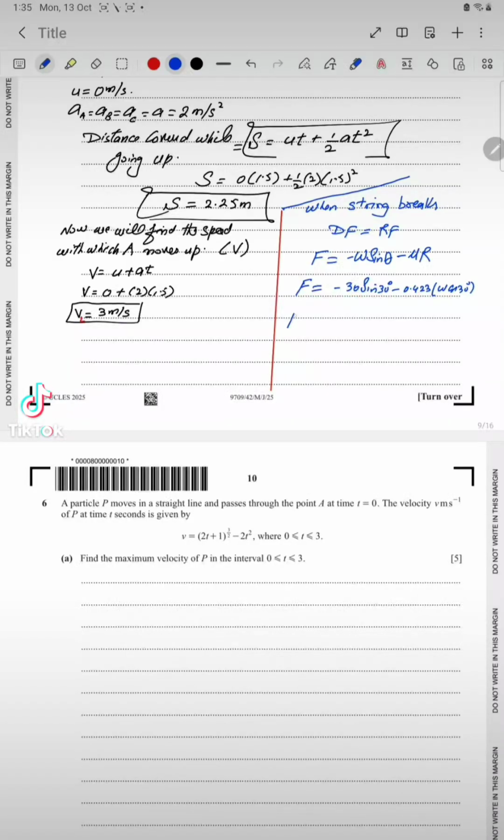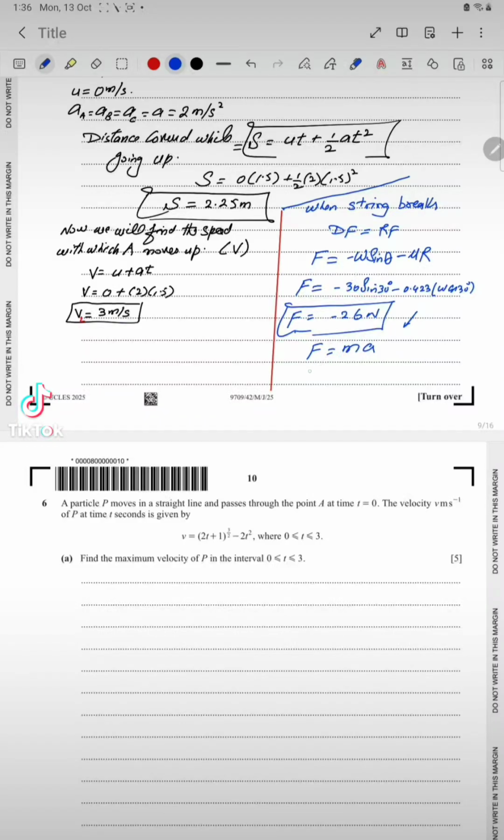So calculate this. We get F is equal to, on the calculator, minus 26 Newton. This negative sign shows that it's coming down. So this is free fall when the string breaks, the particle A coming down. Now we need to find with which acceleration it will come down. As we know, F is equal to ma. So the acceleration with which it comes down when the string breaks.